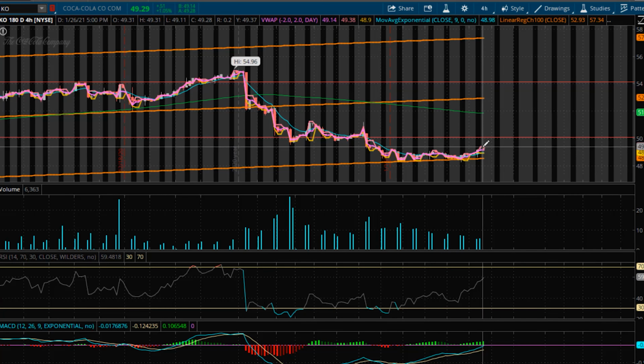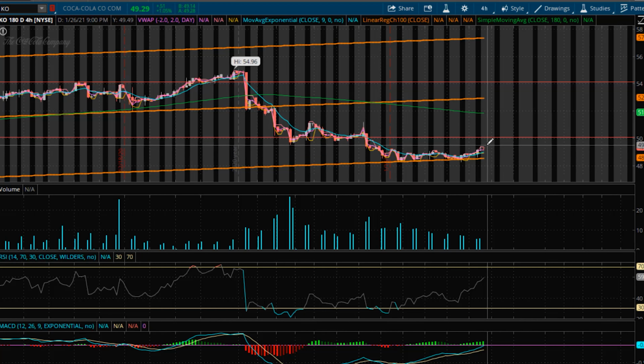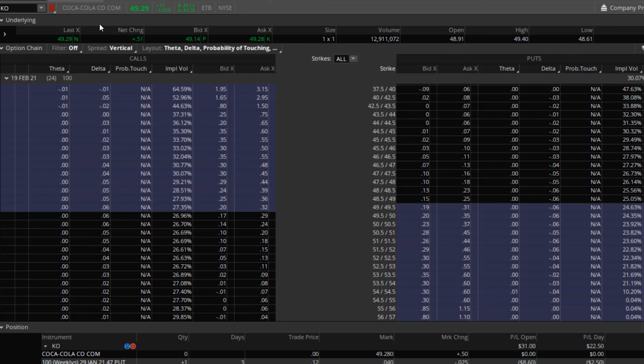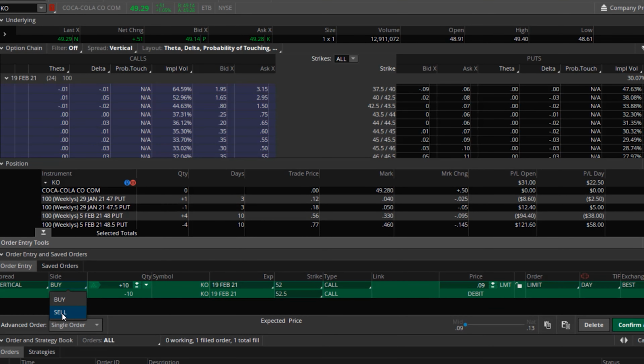I don't know, for some reason you just believe Coca-Cola stock is going to fall down, right? You're very bearish on it and you just don't think it's going to go up. What you can do is sell some calls. So we see this area of $50, you're like, I don't think it's going to pass that. So you could say, okay, well, this is what I'm going to do. I'm going to sell the $52.50, and we got to switch this to sell.